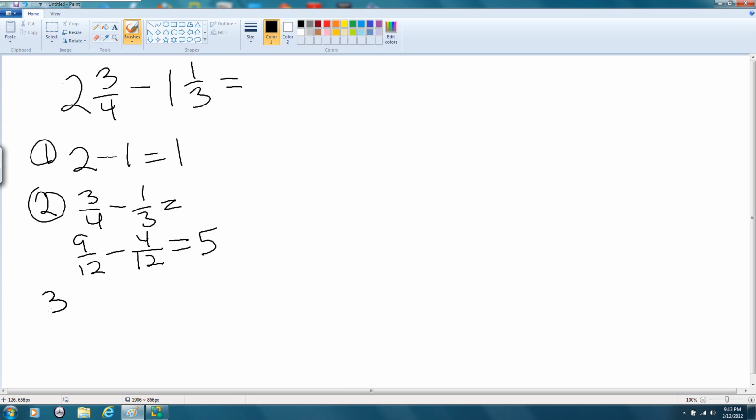The third step is to combine these two, and so that's 5/12 there. So we go 1 plus the 5/12, and we get 1 and 5/12. The other way, we could have converted both of them to improper fractions, and then done it.